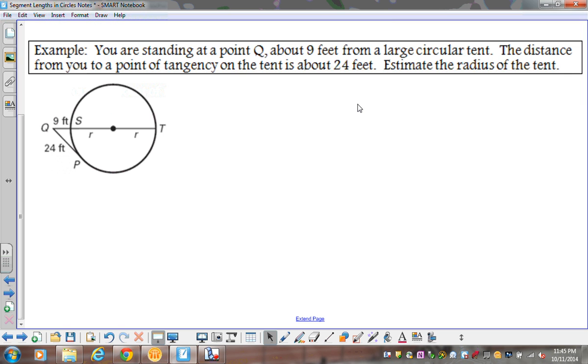All right, so let's look at a couple examples. First one, it says you're standing at a point Q about 9 feet from a large circular tent. The distance from you to a point of tangency at point P is 24 feet. Estimate the radius of the tent. So notice I've got this radius right here that I'm looking for.